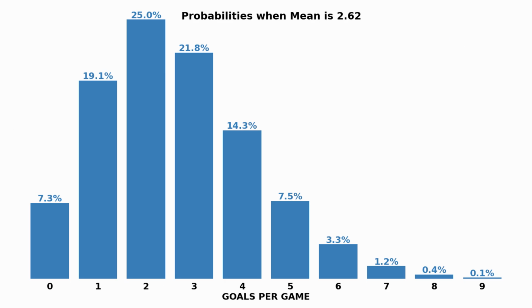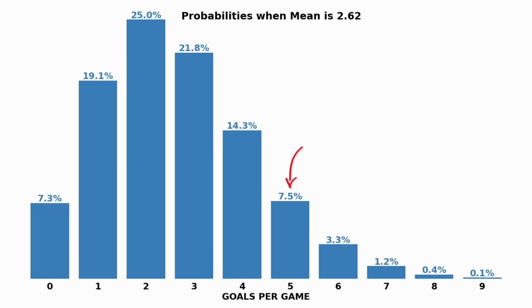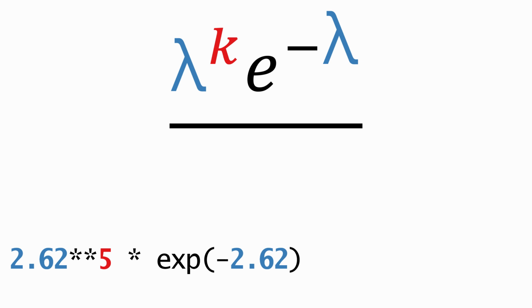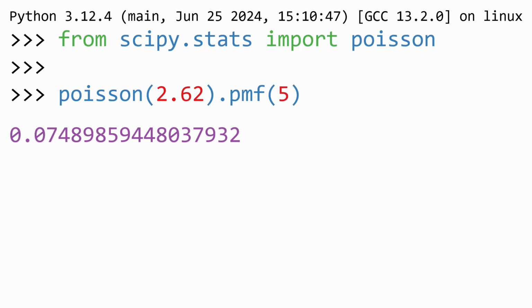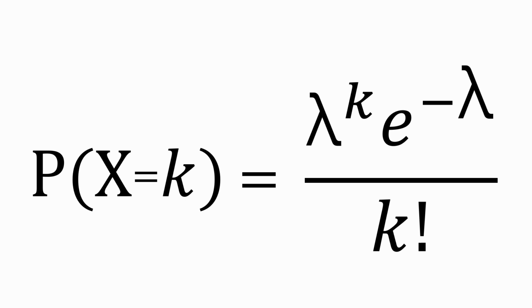So just how are these mystical probabilities calculated? Here's the formula. This is how we calculate the probability of observing k events, where lambda is the mean rate of occurrence. So let's compute this 7.5% probability. 2.62 is raised to the 5th power times e to the negative 2.62 power divided by 5 factorial. This black box function gives us 7.5%, which uses our formula under the hood. So how can this simple equation be so darn predictive?